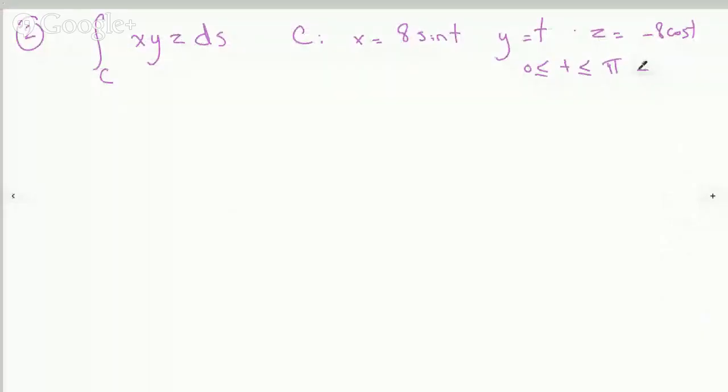Okay, so we will evaluate this line integral on this given curve C. I will set it up, and if it turns out that the integral is an elementary one, I won't do the details, but I will post the answer under the video, so you can check it out.